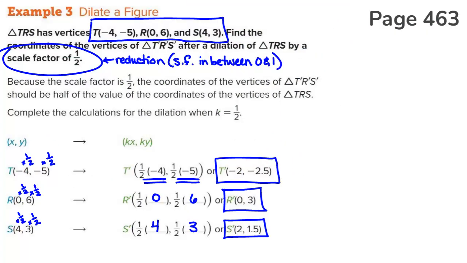I want you guys to try this on the check that's down at the bottom of the page. Again, take about 2 minutes to try the check down at the bottom.